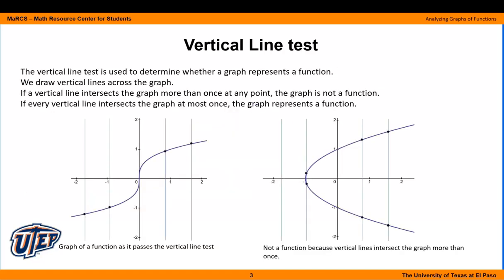Now let's talk about the vertical line test. This is how we check if a graph represents a function. Imagine drawing vertical lines across the graph. If any vertical line touches the graph more than once, it is not a function. If every vertical line touches it at most once, it is a function. So we're asking, does any x value have more than one y value?